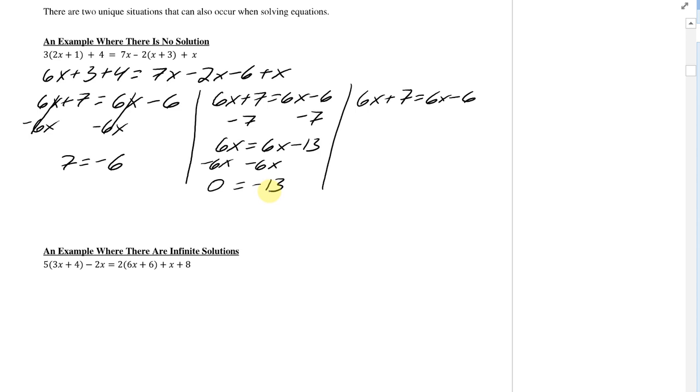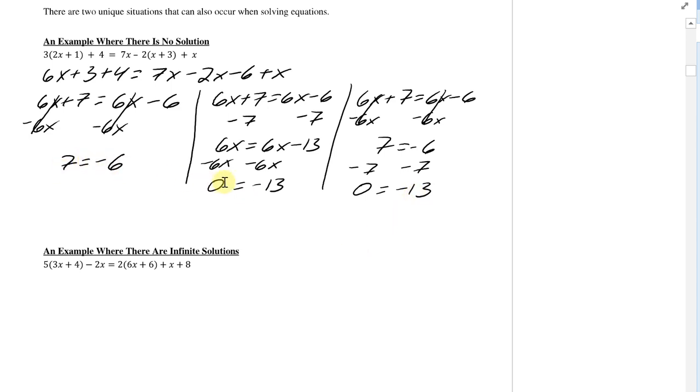And in the third option, just another way that you could have done this, maybe you subtracted off the 6x's so they canceled out. So you've got 7 equals negative 6, and then maybe you just plowed on ahead with this and you got 0 equals negative 13. Or you could have also gotten positive 13. That could have also happened, by the way.